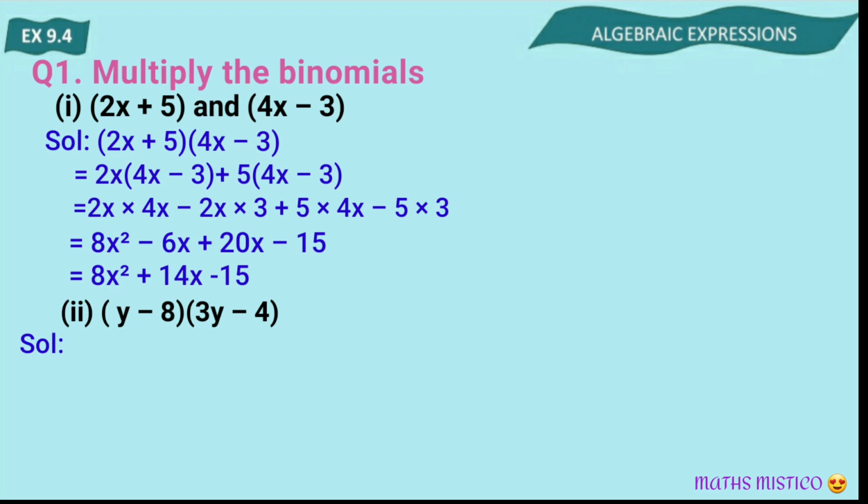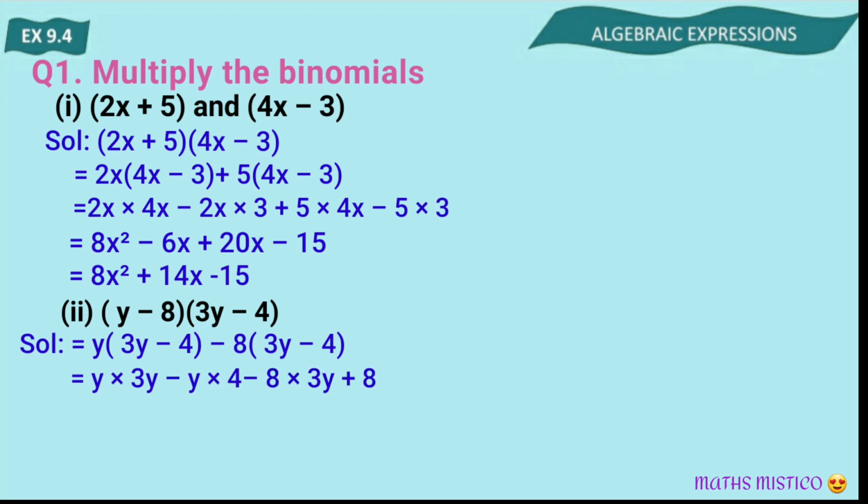y into the second bracket minus 8 into the second bracket, which further gives us plus into plus plus y into 3y, plus into minus minus y into 4, minus into plus minus 8 into 3y, and minus into minus plus 8 into 4. Further, this gives us 3y square minus 4y minus 24y plus 32. Again, you have two like terms here. So adding their constant parts, we get 3y square minus 28y plus 32.